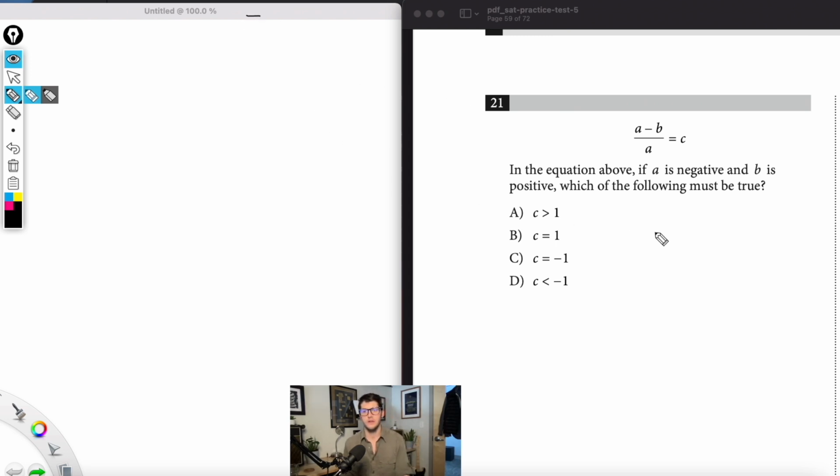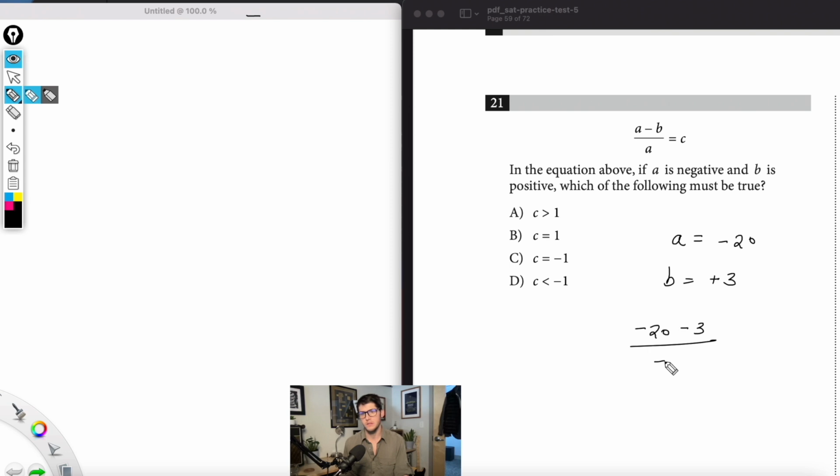For instance, if A is negative, make A equal to negative 20. Make B equal to a positive number. Let's just make it positive, first let's make it positive 3. And let's see what's true about C in that case. We would have negative 20 minus positive 3, or just minus 3, over negative 20.